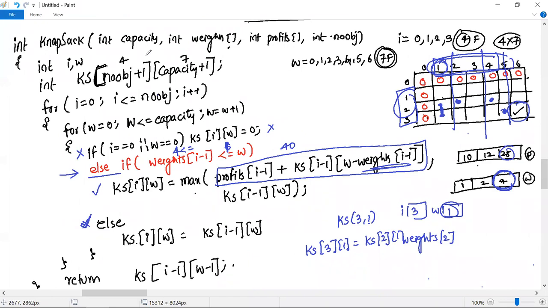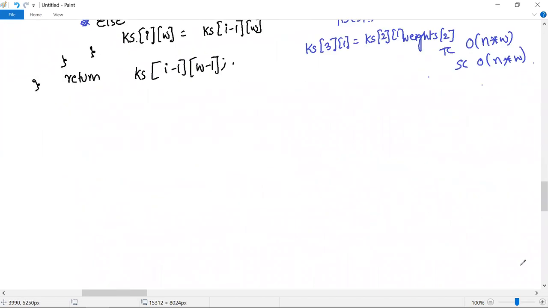Now, you know, right? The loop repeated up to number of objects. So this one will be O of n plus 1, and this one will be O of w plus 1. So the time complexity will be O of n into w. This is the time complexity, and the space complexity is what? N into w. Now listen. Please listen.